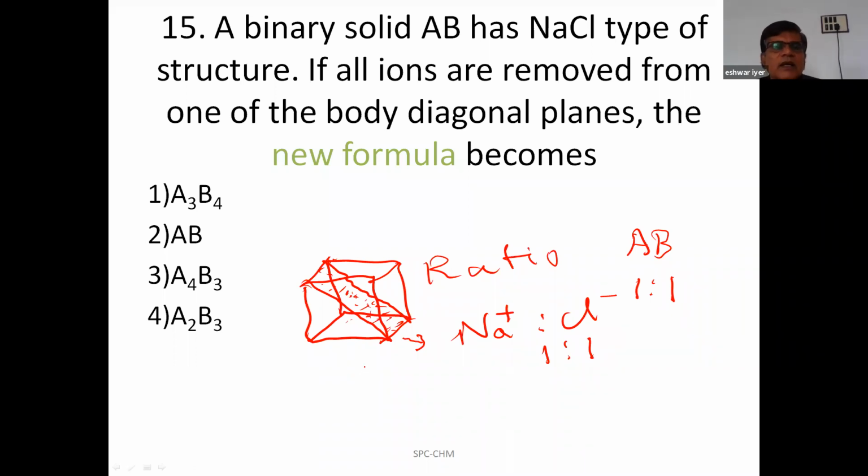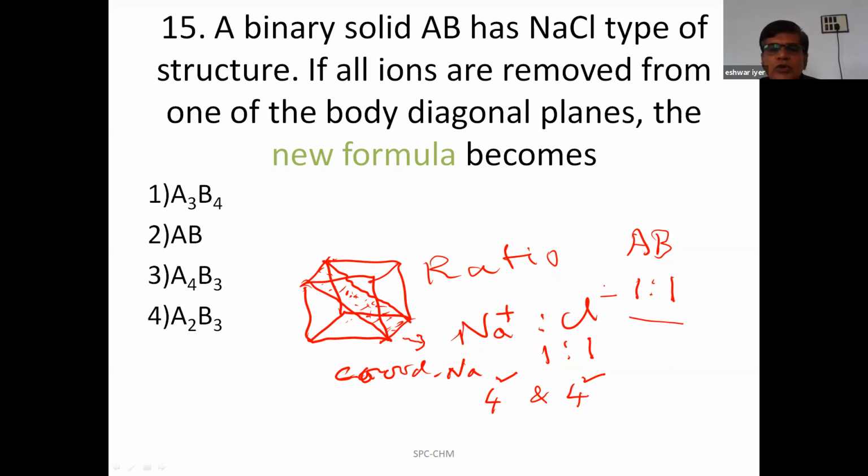The formula of the compound depends on the coordination number of Na plus and Cl minus. Let me write the coordination number of Na plus and Cl minus. It is 4 and 4. 4 Na plus surround 1 Cl minus, and 4 Cl minus around 1 Na plus. It is the same here. So when you remove this, the coordination number will not change. So the formula will not change.